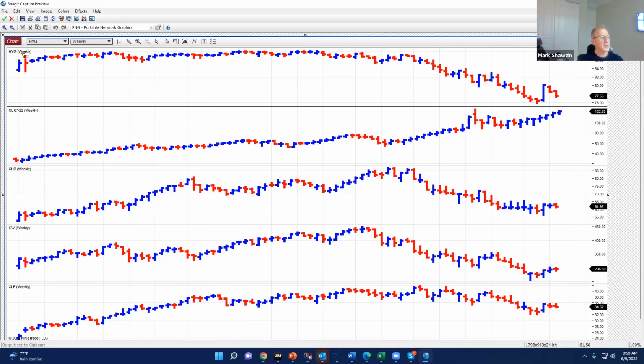What I've got on the top chart is the HYG. This is the corporate bond market, and it's an indication of corporate interest rates. You can see that this chart has been rolling over and going in the wrong direction. The more prices decline, the more rates go higher, and eventually this will lead to bankruptcies and liquidations.